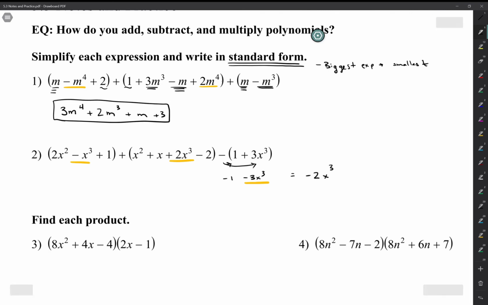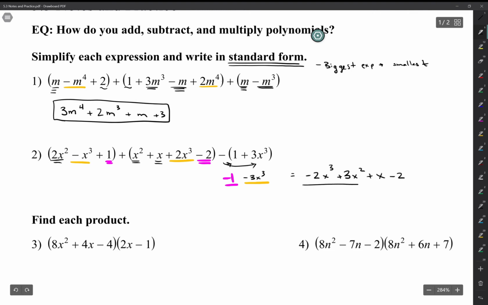Next, let's look for x squareds. X squared and 2x squared is going to be 3x squared. Let's look for x to the first. And it's just one little guy, plus x. And let's just be careful with our constants. It's a negative 1, a negative 2, and a positive 1. So negative 3 plus 1 is going to be negative 2.